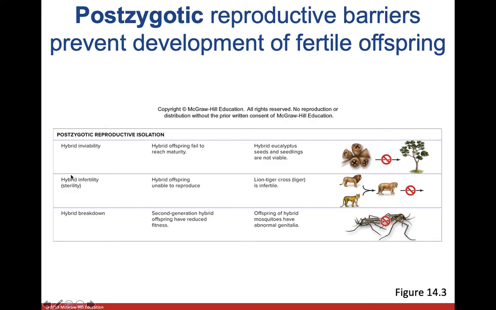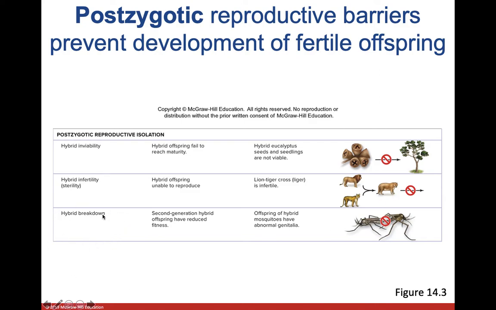So what occurs here is the concept of a mule or a liger. A lion and a tiger, a horse and a donkey. They have different chromosome numbers. It results in offspring which are sterile. They cannot reproduce or have offspring of themselves.